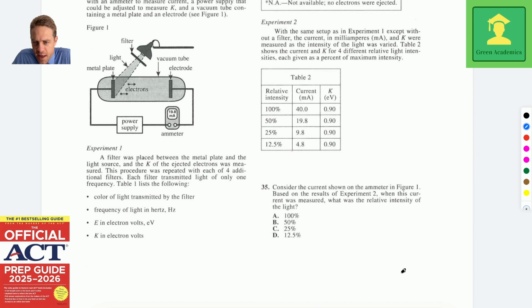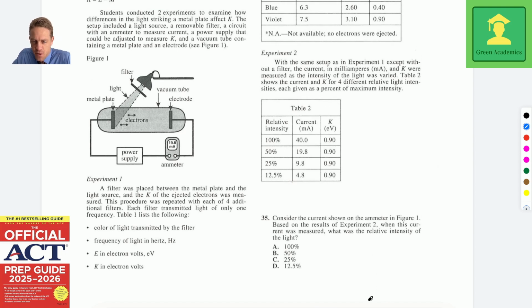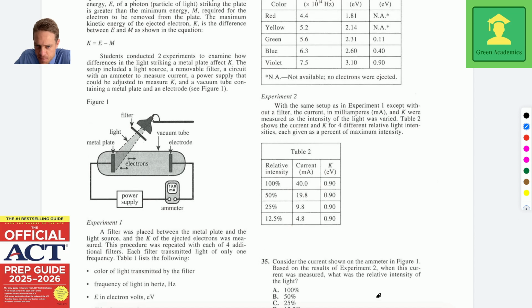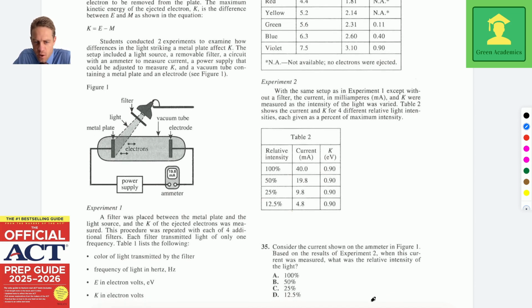Consider the current shown in the emitter in Figure 1. Based on the results of Experiment 2, when this current was measured, what was the relative intensity of the light? The emitter in Figure 1.